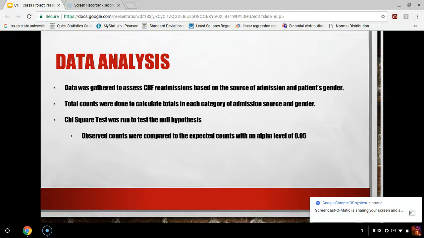For the data analysis, data was gathered to assess CHF readmissions based on the source of admission and patient's gender. Total counts were done to calculate totals in each category of admission source and gender. The chi-square test was run to test the null hypothesis. Observed counts were compared to the expected counts with an alpha level of 0.05.